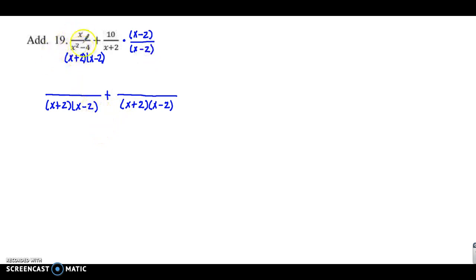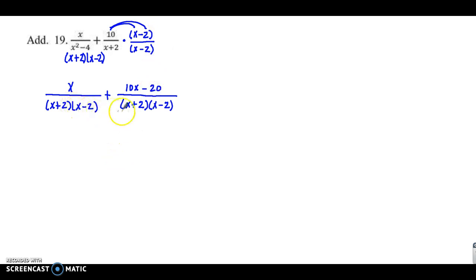So on the left, I didn't have to multiply anything. My denominator was already good, so my top will stay the same. On the right-hand side, my denominator needed to be multiplied by x minus 2, so I multiply the top by the same. Don't forget we must distribute. So that will give us 10x minus 20.